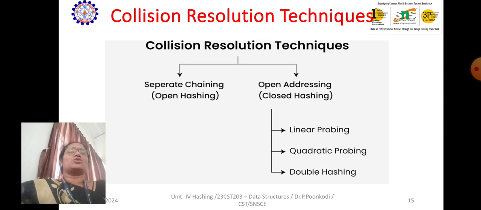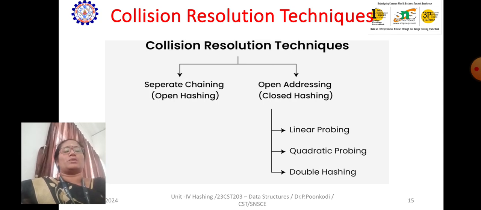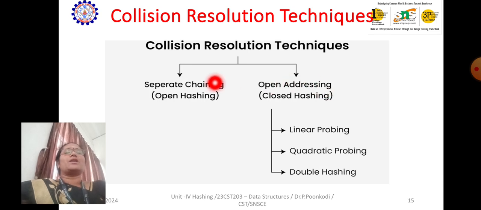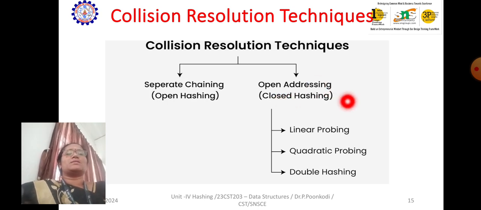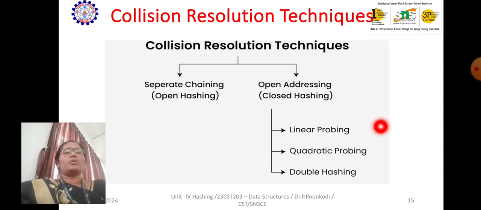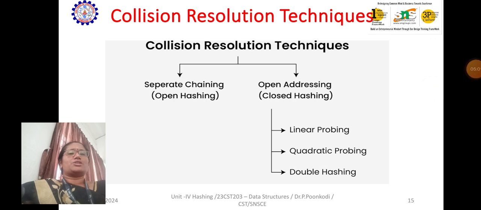A collision resolution technique is a mechanism used to overcome collisions in hashing. There are two types of techniques used to avoid collision. The first one is separate chaining, and the next one is open addressing. Separate chaining is also called open hashing, and open addressing is also called closed hashing. Open addressing has three types: linear probing, quadratic probing, and double hashing. These are the methods used to rectify collisions in the hashing concept.